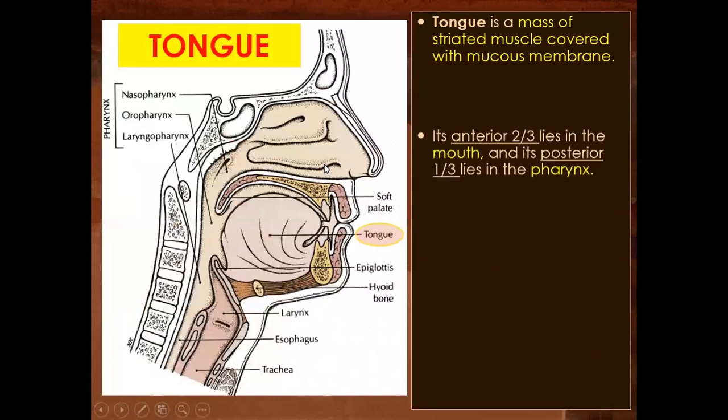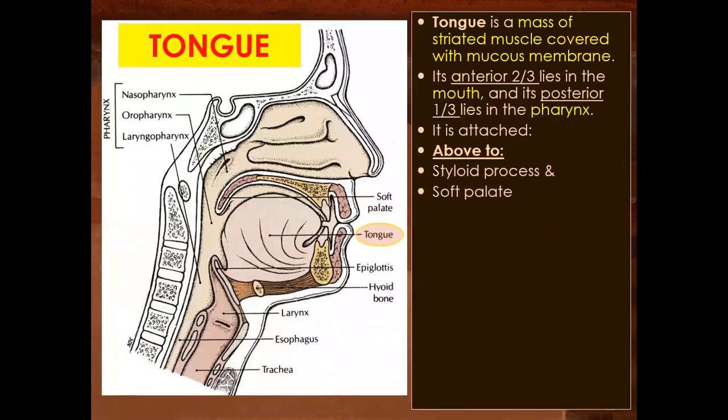So it is connected above to the soft palate as well as the styloid process. Below it is attached to the mandible. As you can see here, this whole muscle takes origin from the mandible, as well as the hyoid bone. The hyoid bone is the small bone here, so it is attached to the hyoid bone as well as the mandible. The mandible will be complete here, but here only the front is shown.